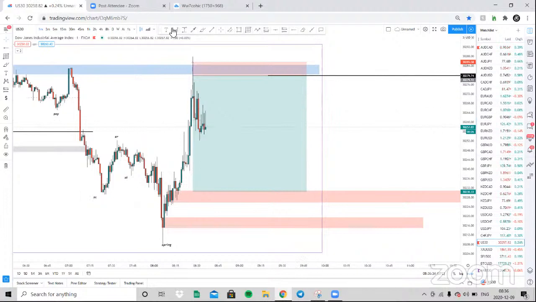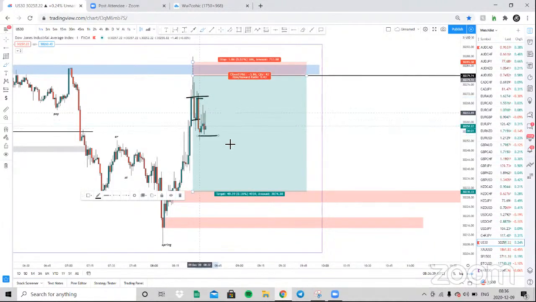Right now I'm just looking for low lows, low highs. That makes sense. That's my process.